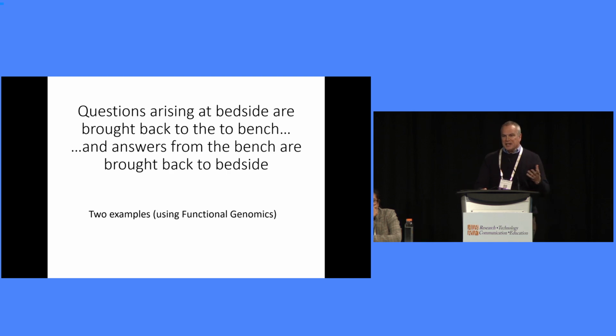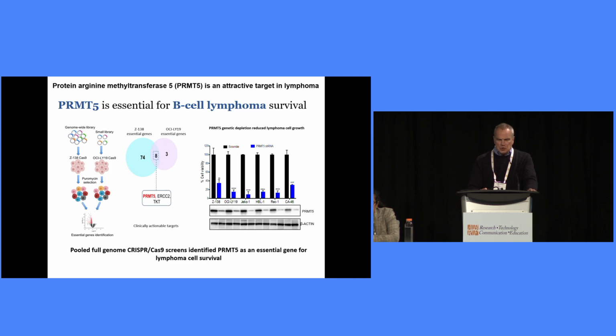So I'll give you 2 examples of pooled screens, and I chose these 2 because the questions arose at the bedside, and then we brought those questions back to the bench, figured them out, and then brought them back to the bedside for the patients. So here are 2 examples. The first one is looking at an enzyme called protein arginine methyltransferase 5, or PRMT5. It is an attractive target in lymphoma. The reason is that it's essential for B-cell lymphoma survival.